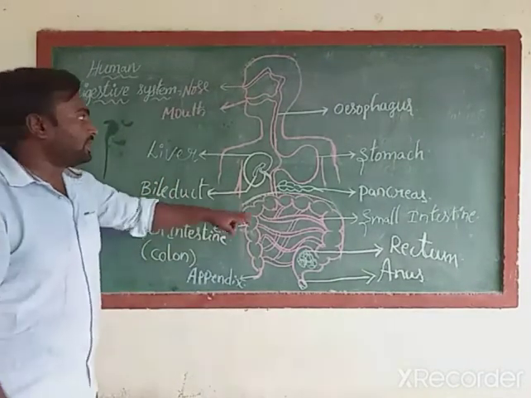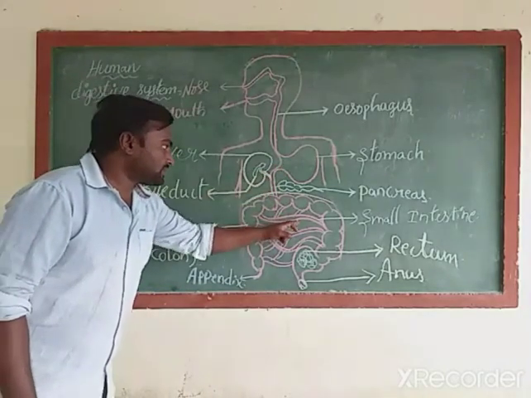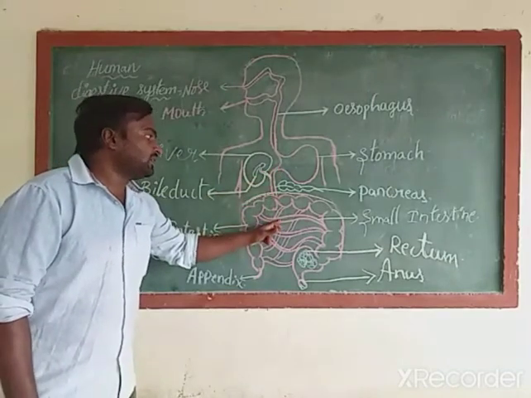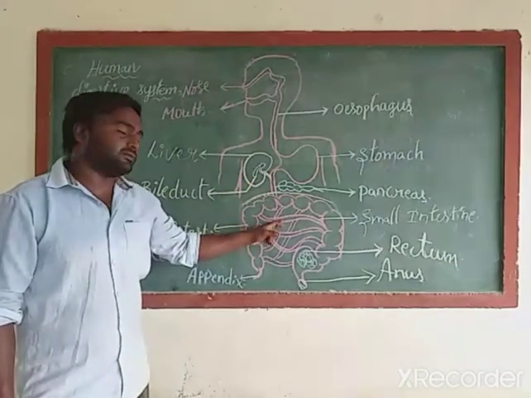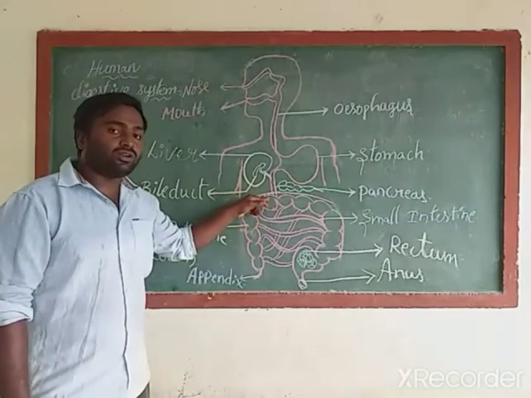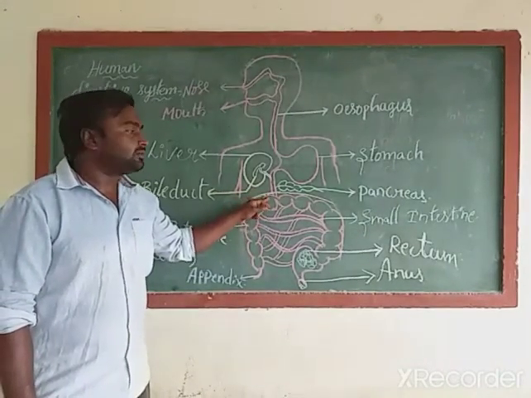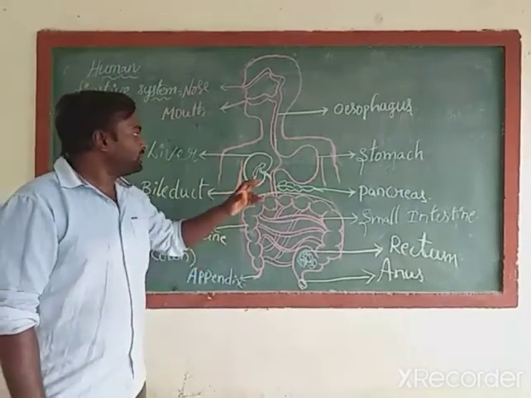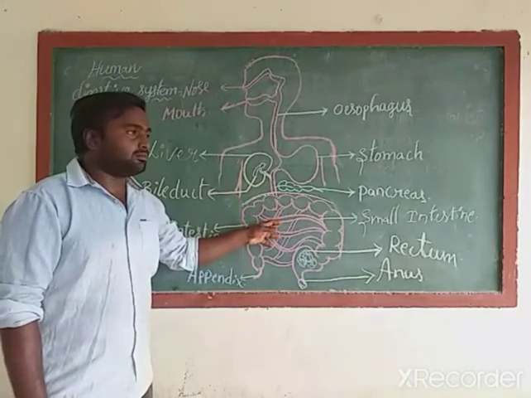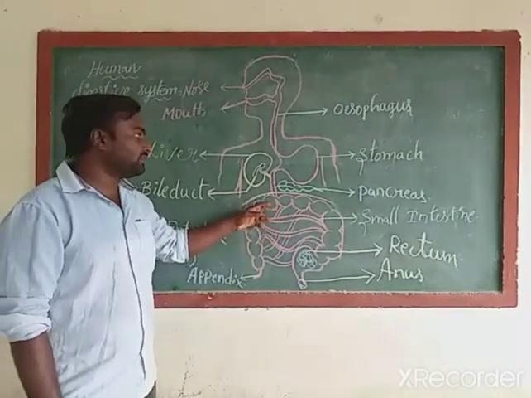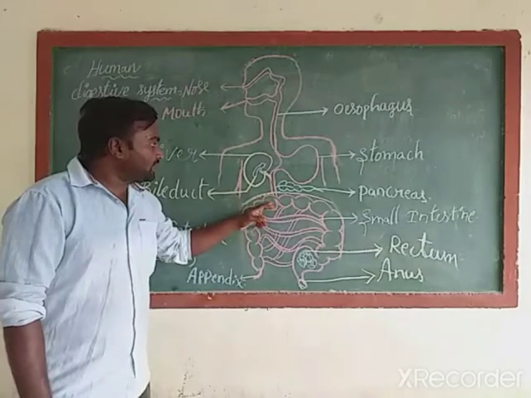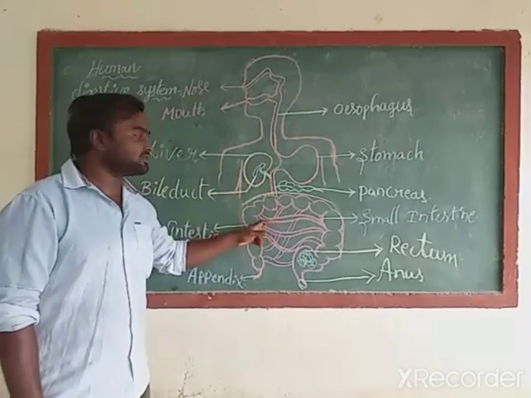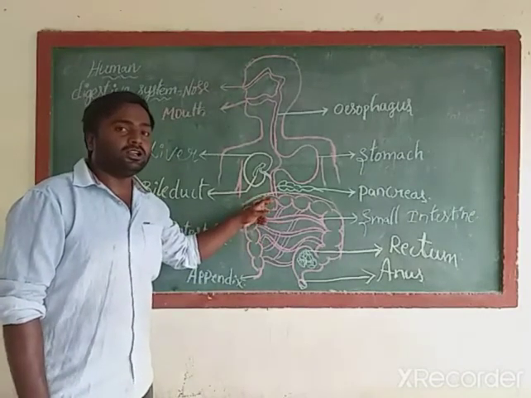Those digested food materials simply enter into these parts, which are called the small intestine. The stomach directly attaches to the small intestine, and the small intestine attaches to the large intestine. But in this diagram, we are unable to identify that link from the stomach to the small intestine. If you observe this diagram, you feel the stomach is directly attached to the large intestine, but actually the stomach is directly attached to the small intestine, and the small intestine directly attaches to the large intestine.